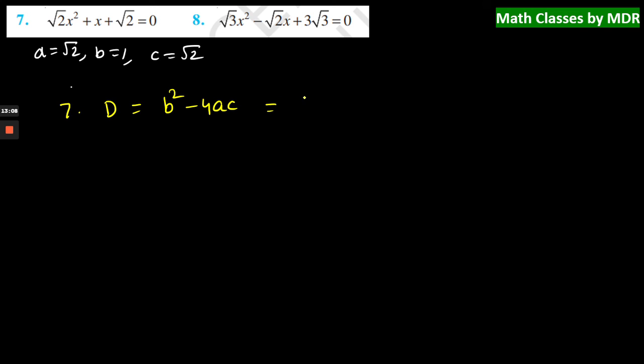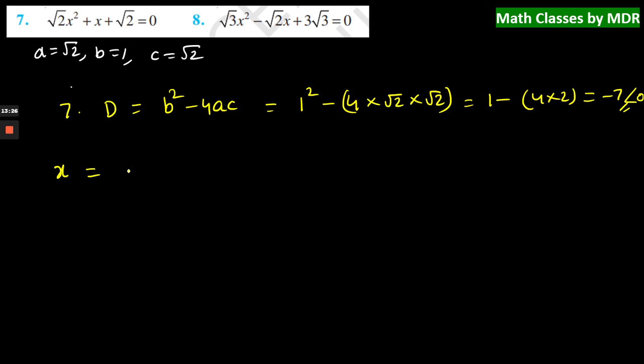Right? So b squared minus 4ac: 1 squared minus 4 into root 2 into root 2. Root 2 into root 2 is 2. So that means 1 minus 4 into 2, which is equal to minus 7 again. So it is less than 0. Therefore, it will have imaginary roots.